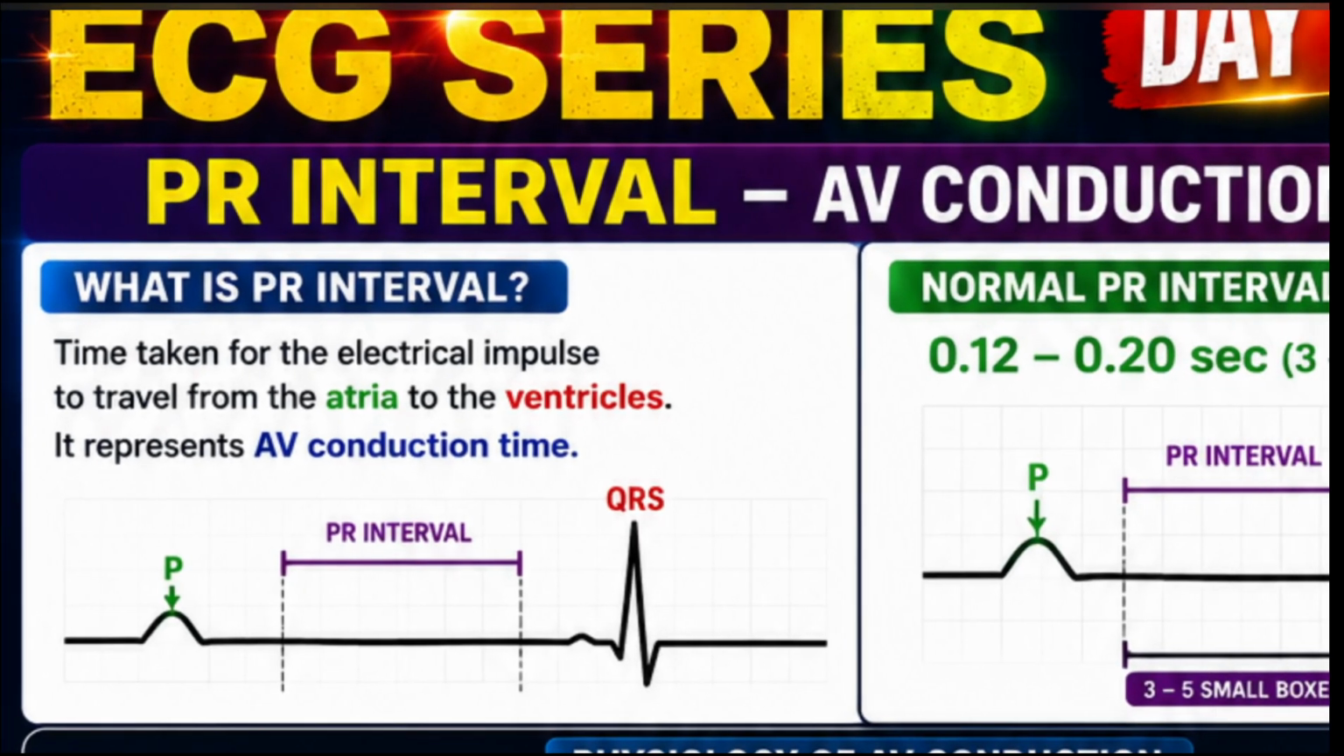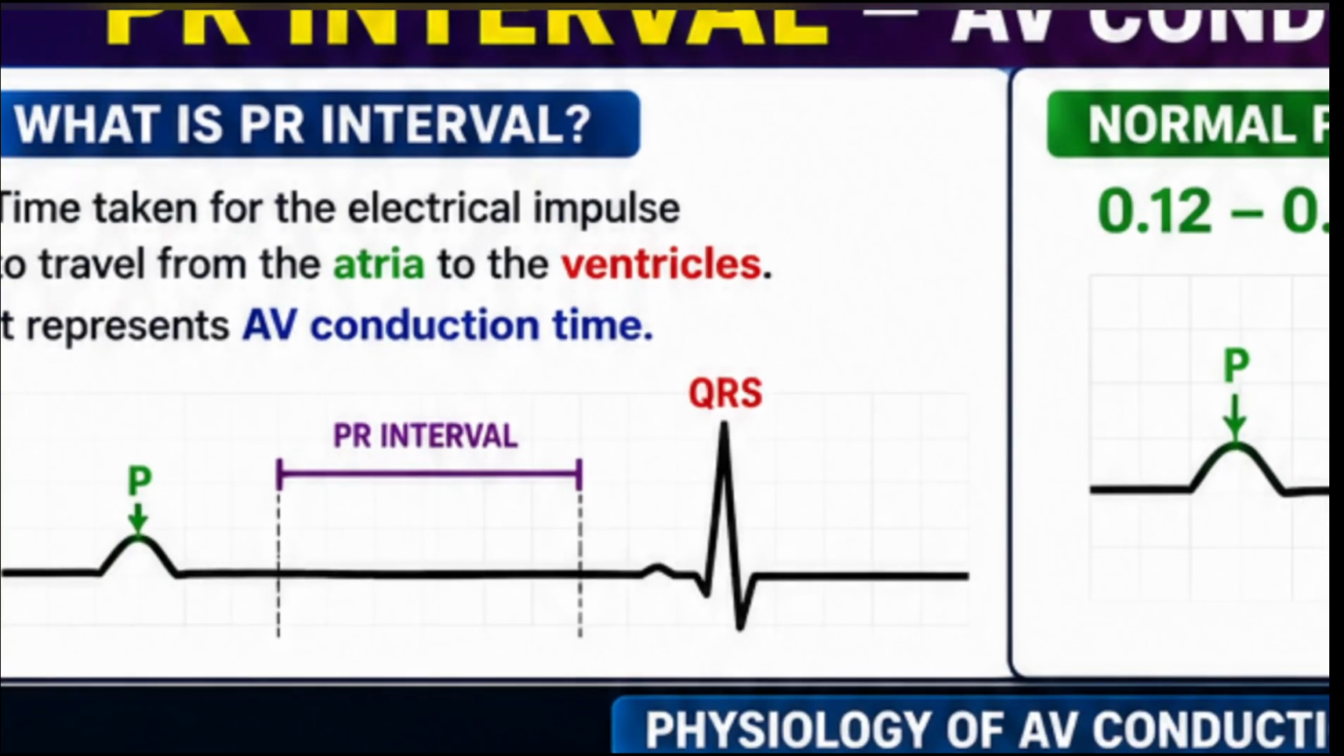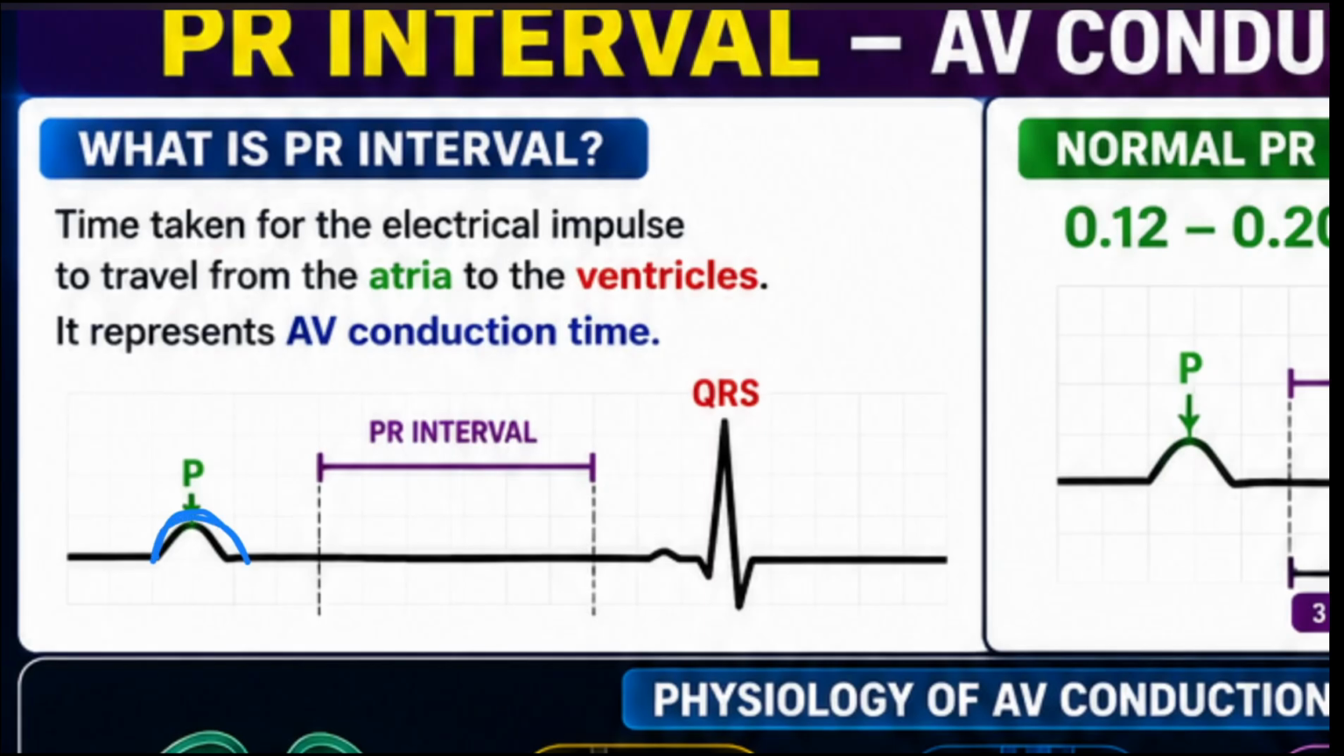Now, how to identify the PR interval? The PR interval begins at the start of the P wave. You can see in this image, this is the P wave, which is atrial depolarization. The PR interval starts from this P wave and ends at the start of the QRS complex. So this is the main spot, and we call that the PR interval: beginning of P wave to beginning of QRS.